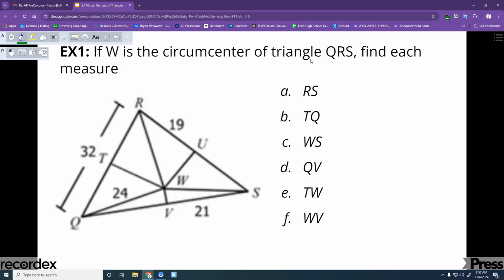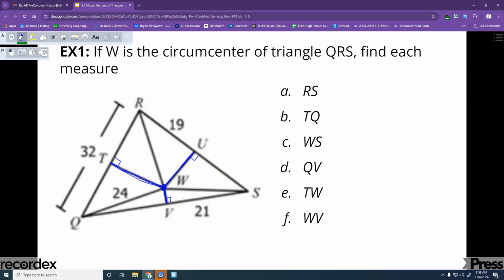Okay, so if this is the circumcenter, let's mark some things that we know. So W is our circumcenter, which would mean that this line and this line are our perpendicular bisectors. So that means I'd have a right angle here, a right angle here, and a right angle here.